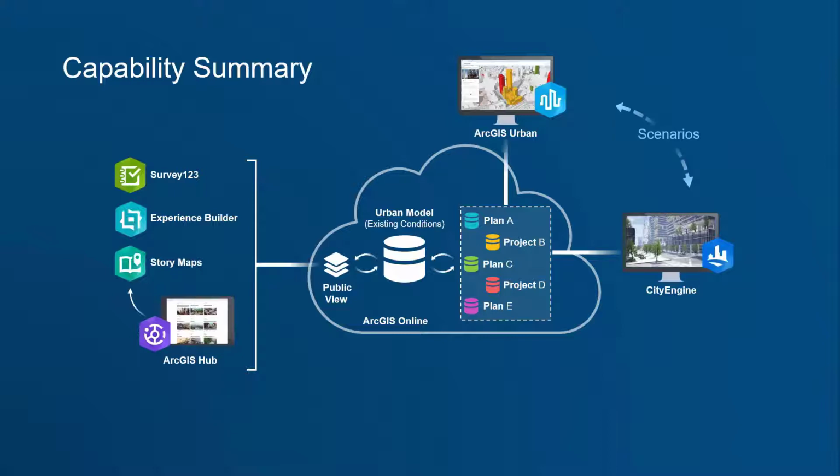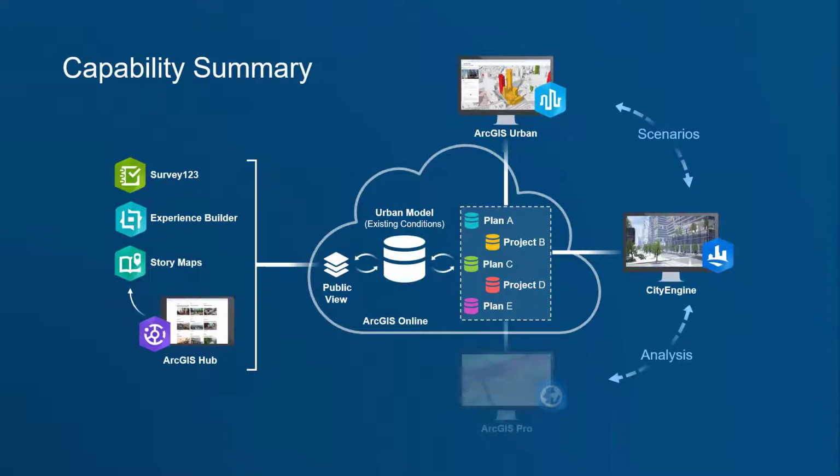CityEngine reads ArcGIS Urban's plans directly. You can edit and modify them, and you can apply more advanced rules to create more compelling visual representations or more detailed representations. And Urban and CityEngine share the same scenario model. So you're going to see the same scenarios you have in Urban that you have in CityEngine, and you can make modifications to them there.